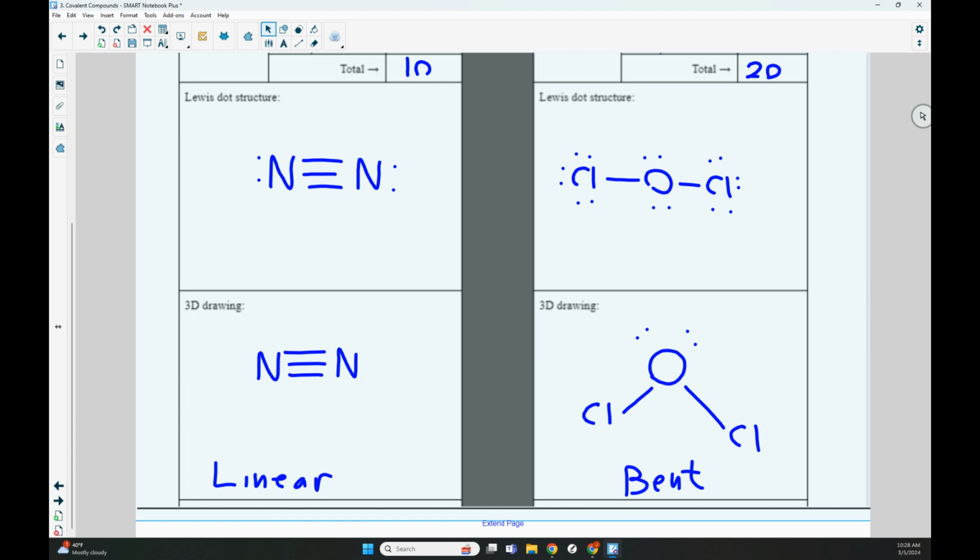One thing to notice in these drawings is that we never bother putting the lone pair electrons on all the outside atoms. We only show the lone pair electrons on the central atoms, which in the case of that molecule is oxygen.